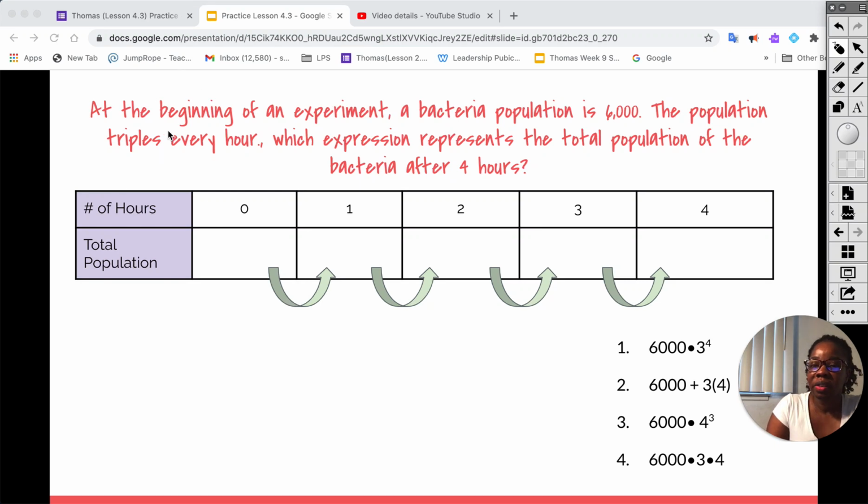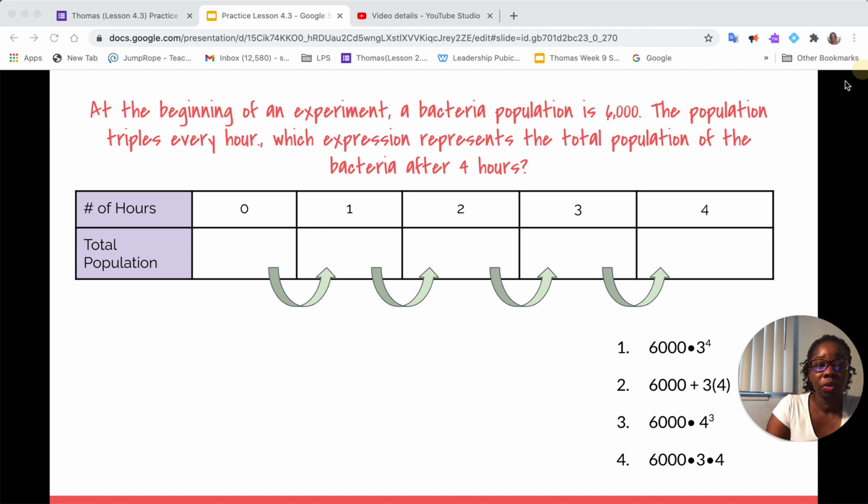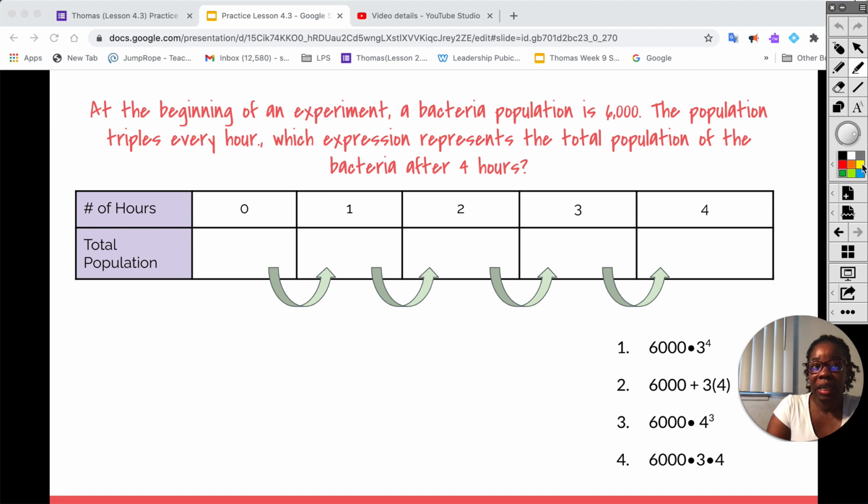So for this question, it says at the beginning of an experiment, a bacteria population is 6,000. The population triples every hour. Which expression represents the total population of the bacteria after 4 hours? So as usual, let's annotate.